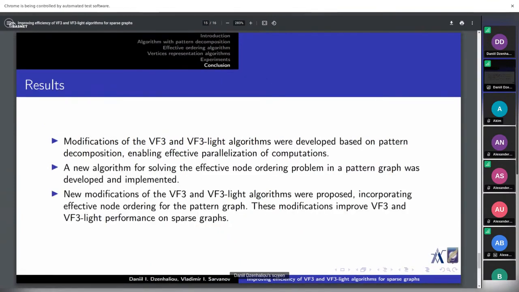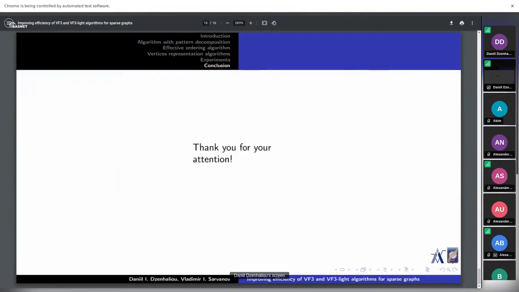Okay. So what is the main result? Modifications of VF3 and VF3-light algorithms were developed based on pattern decomposition, which enables effective parallelization of computation. A new algorithm for solving the effective node ordering problem was developed, and new modifications of VF3 and VF3-light were proposed with this effective node ordering for pattern graphs. Thank you for your attention.